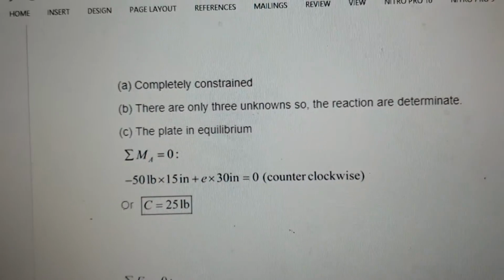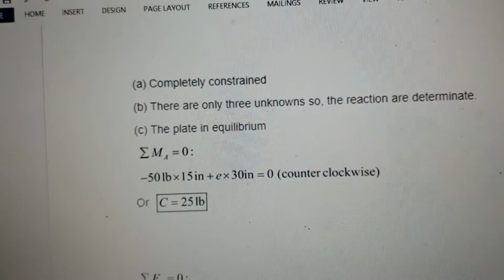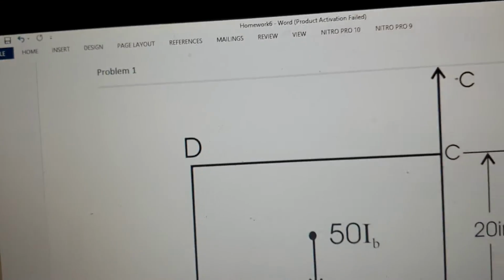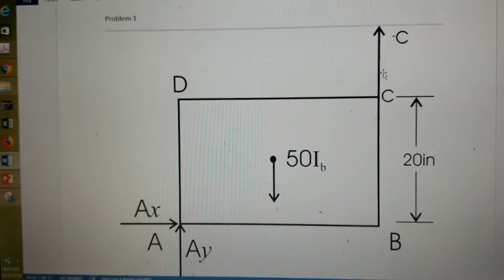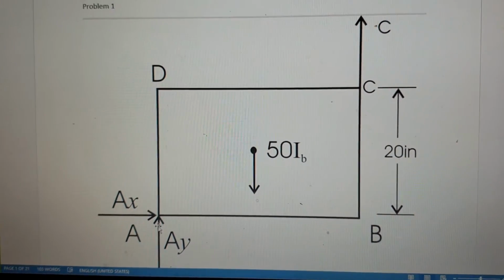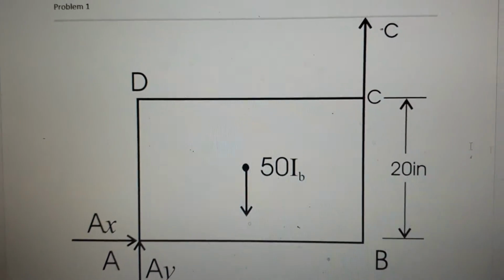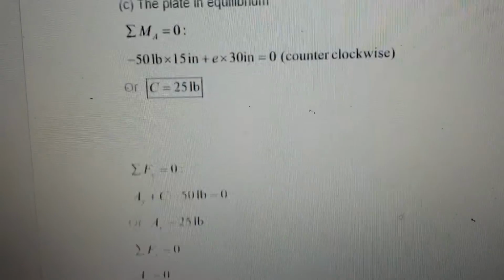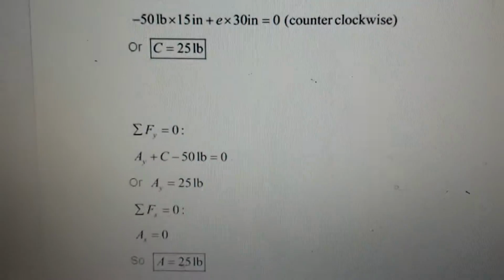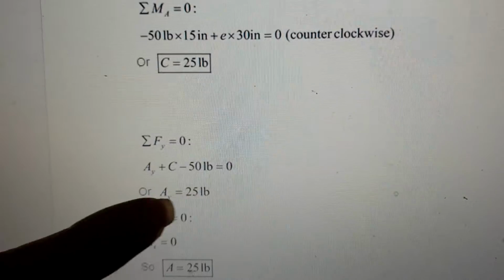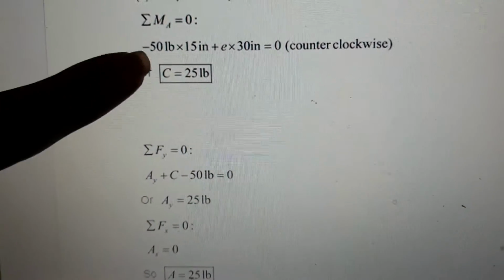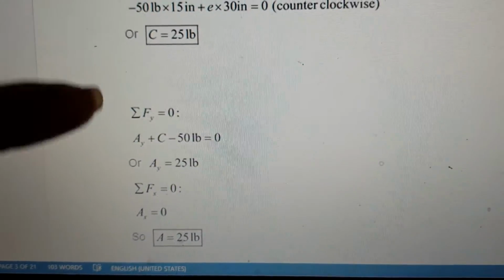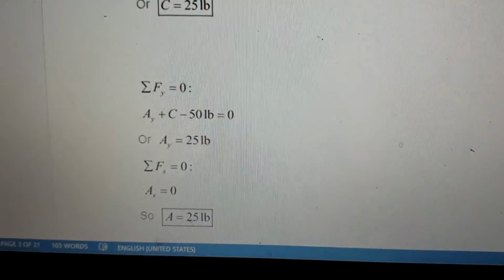Now what is the next equation? Summation of forces in the Y. Remember, there is one force in the Y, C, plus AY minus 50. So C plus AY minus 50 equal to 0. Now we know C here, 25. So 25 minus 50 is minus 25. You take it to the other side. AY is equal to 25 pounds. So now we find AY.